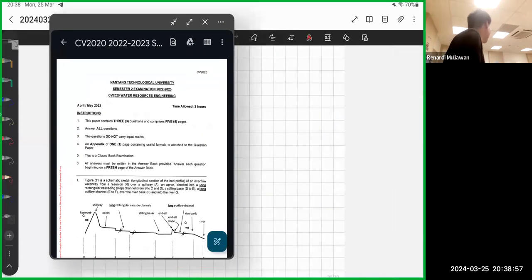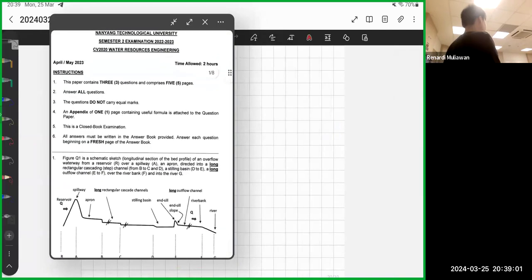But this is actually a very good example, because if you notice, usually in the final question you have 2 questions on hydraulics and 2 questions on hydrology. For this paper, I don't know why, 1 question for hydraulics, 2 for hydrology. And this 1 question is connected.